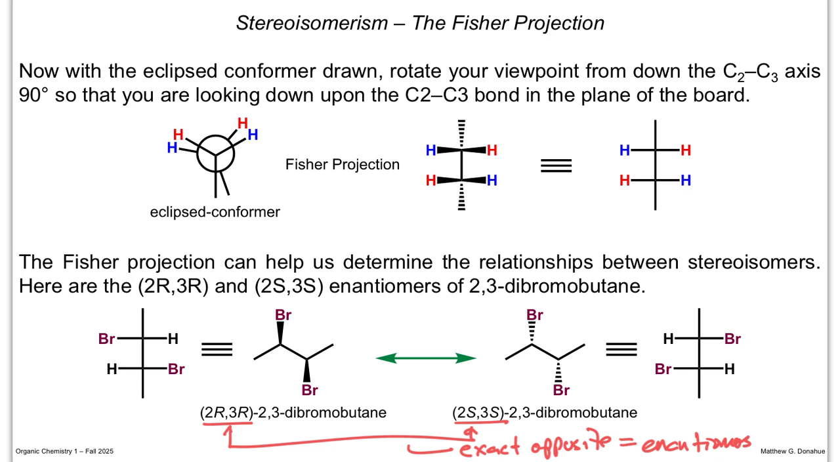For 1 and 2 stereo centers along a backbone, it's kind of intuitive or straightforward. But as this backbone gets longer and you start adding more of these stereo centers, then you'll see the utility of the Fisher projection.